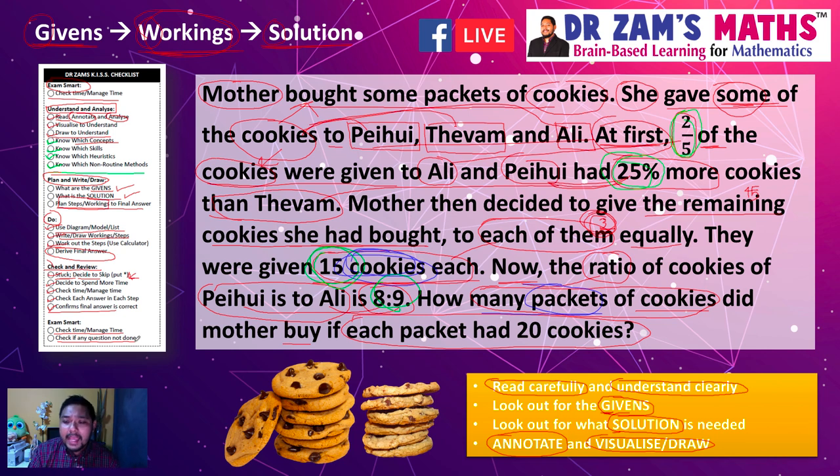Zam's GWS method, given working solution, with the Dr. Zamki's checklist and the golden rules. When you combine all of this, you will have a very powerful math mental routine or habit, which means that your child can solve basically any math problem sum.